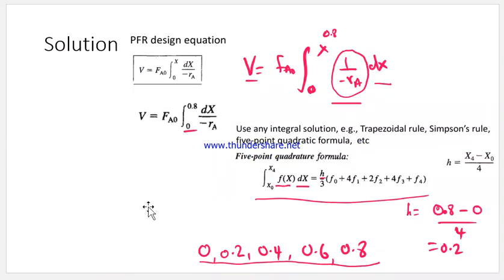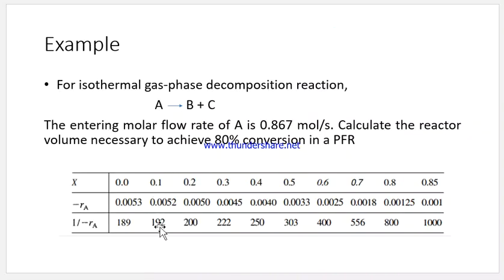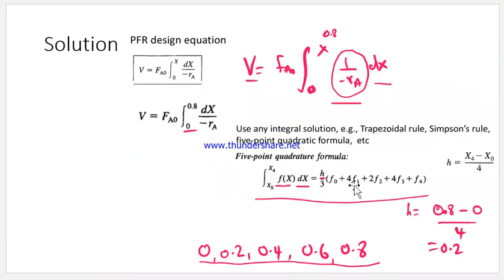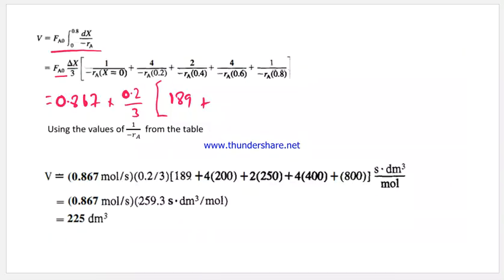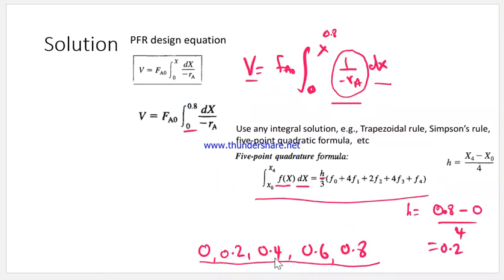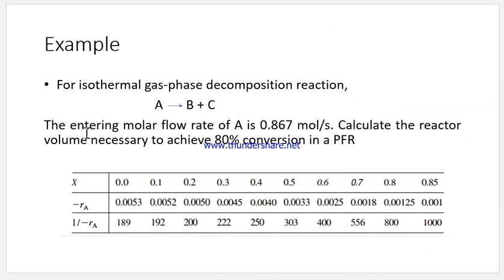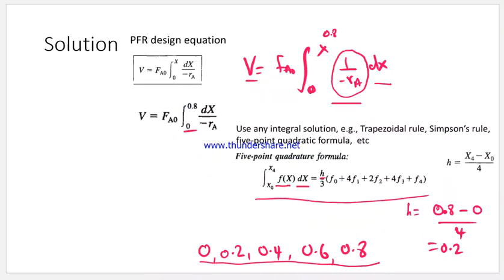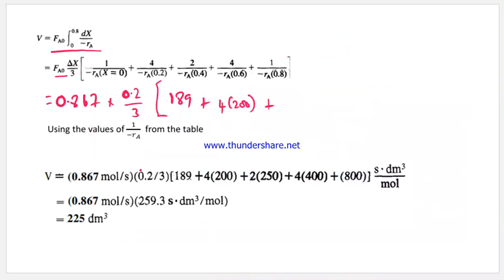Plus, the formula says for f1, the second point, 0.2. 1 over minus rA at 0.2 is 200. The formula says 4 times that, so 4 times 200. Plus the third item we need is 2 f2. f2 is at 0.4, so 1 over minus rA at 0.4 multiplied by 2. At 0.4 it is 250, multiplied by 2 as given by the formula. So plus 2 times 250.